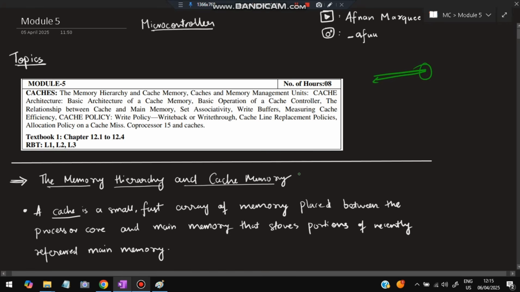So we'll be discussing how it works from the microcontroller's perspective, and what the different policies present are.